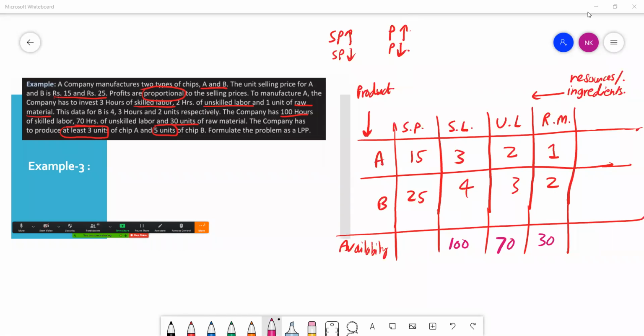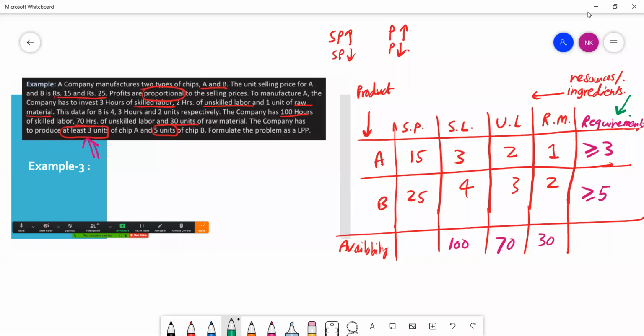Now, we have also been given that the company has to produce at least 3 units. This is a very important word, at least, that is the minimum. So I will write the requirement over here: greater or equal to 3 units for A and greater or equal to 5 units for chip B. This is the new addition to our table, the column of requirement. We are going step by step, increasing the difficulty.